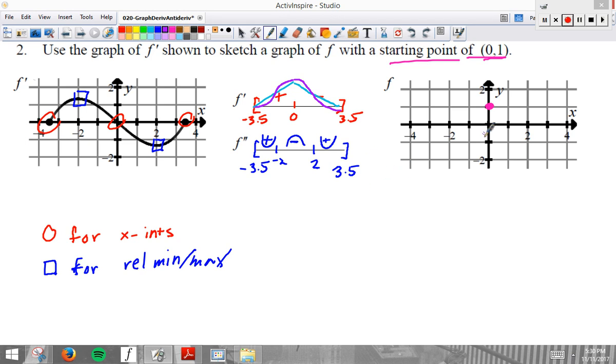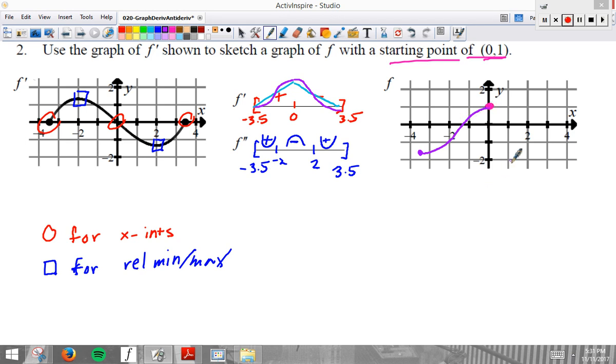Start with an endpoint right here at -3.5. Do not make an arrow. You don't know. Concave up, increasing, until we get to -2. Now we switch to concave down, but still increasing. We have an x-intercept, that's fine. We don't know.